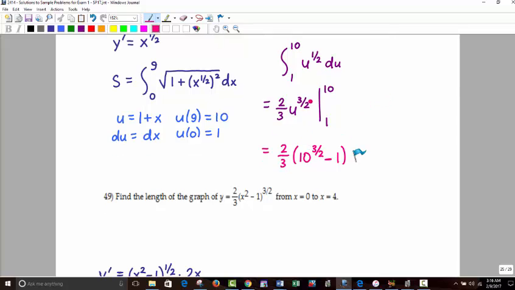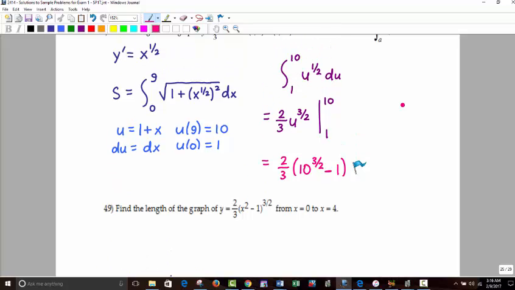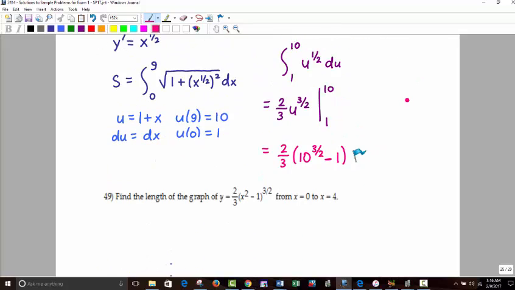So it's 10 to the 3/2, and then 1 to the 3/2 is 1. 10 to the 3/2 is fine with me, but a lot of answer keys would probably show 10 to the 3/2 is the same thing as 10 times the square root of 10. So those are equivalent. So if you saw the answer that way and wondered what I did there, they're the same. So that's not too bad.